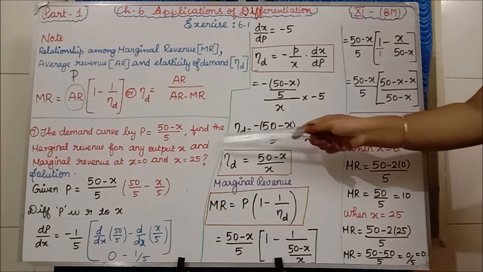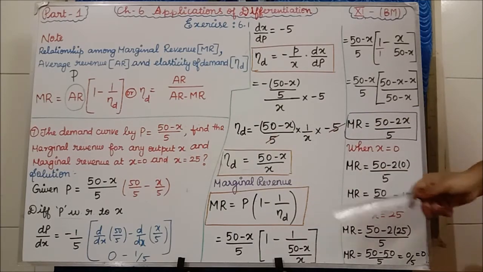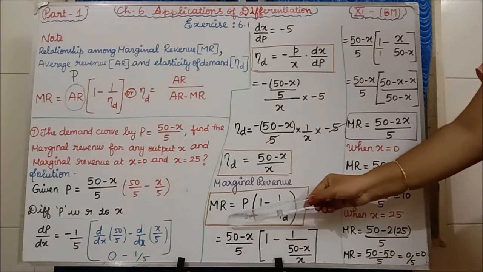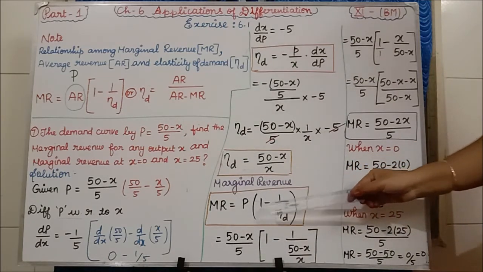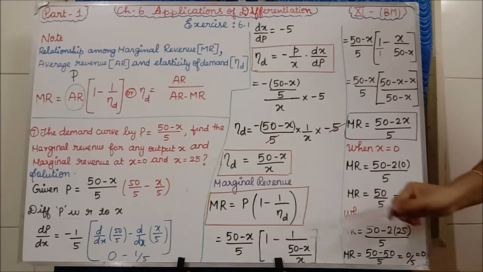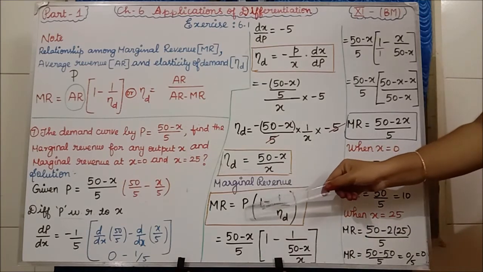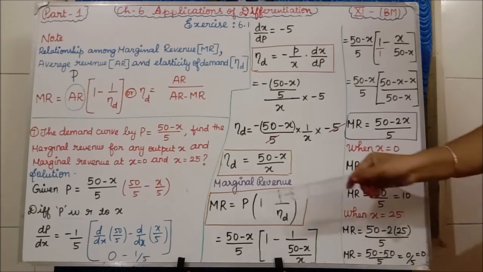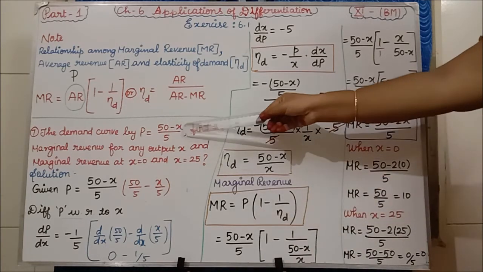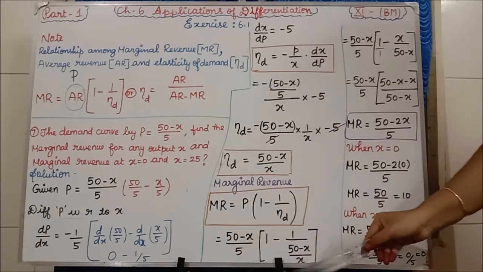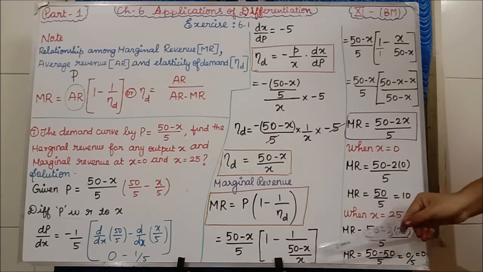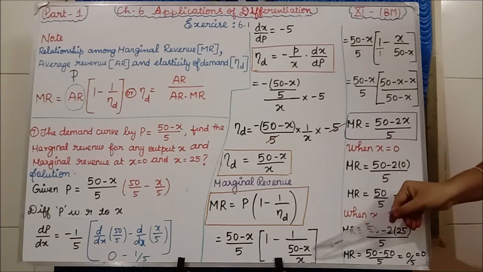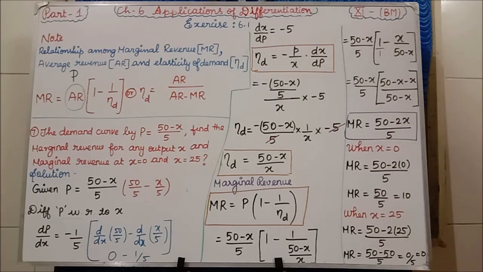Okay, now what to find? We have to find marginal revenue. What is the formula for marginal revenue? Marginal revenue is equal to price into 1 minus 1 divided by eta d. Clear? Price P into 1 minus 1 divided by elasticity of demand. So now the price we know is 50 minus x divided by 5. In the bracket, 1 minus 1 divided by elasticity of demand eta d, and the value we have is 50 minus x divided by x.